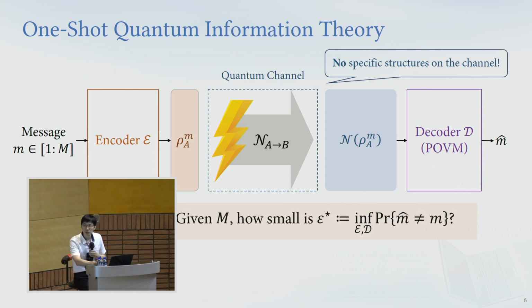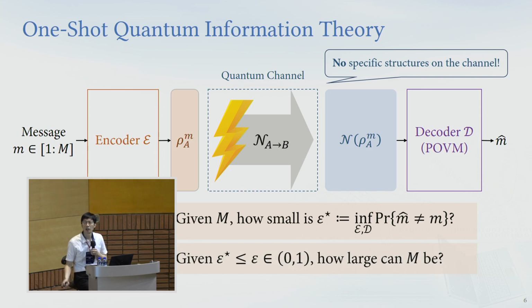So there are two questions. First, given capital N messages you want to send, how small is the optimal error probability we can achieve, which is an optimization over all possible encoders and decoders.